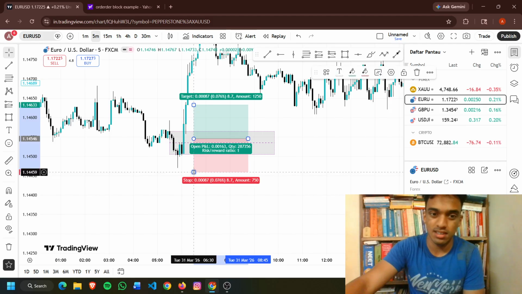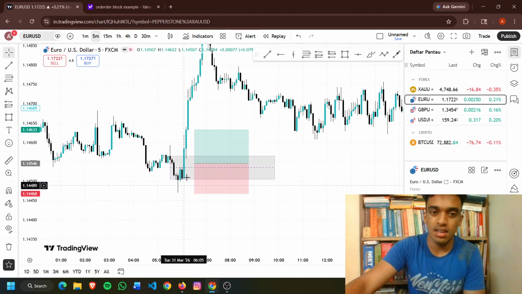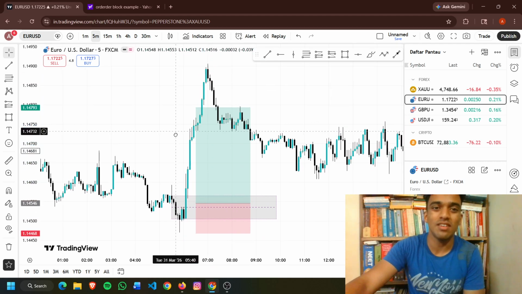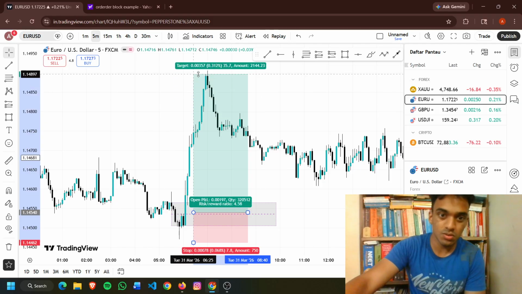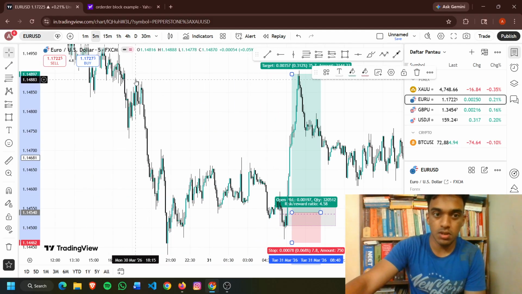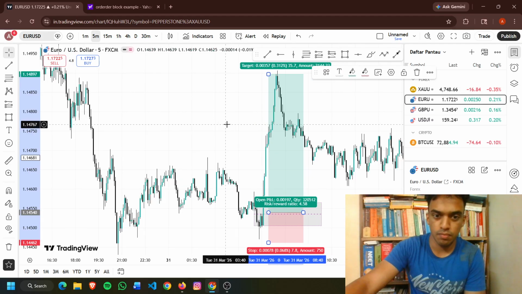Equilibrium is really easy, guys. Actually, it is the easiest, I guess, out of everything. Liquidity sweep is the hardest. Order block is also not hard. So this will be your target, most probably.